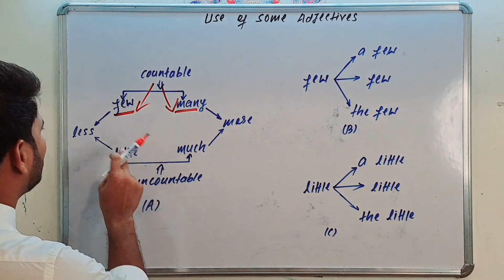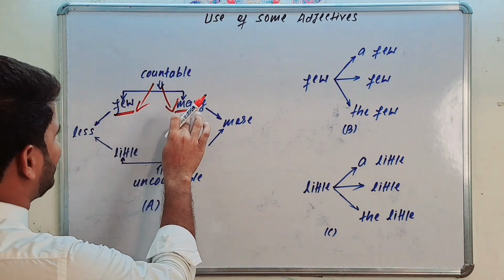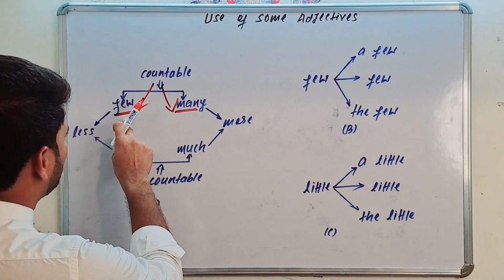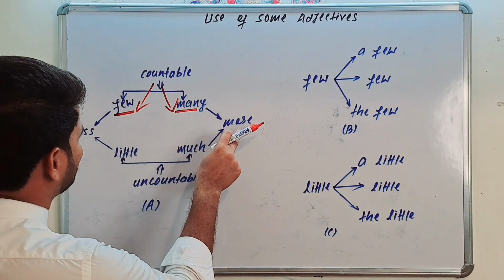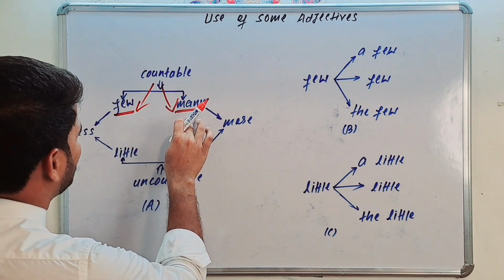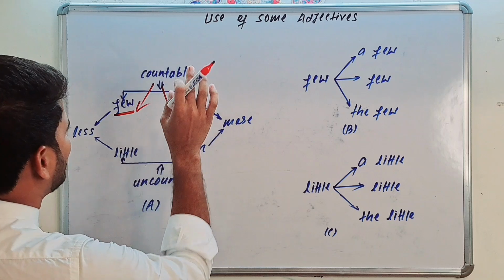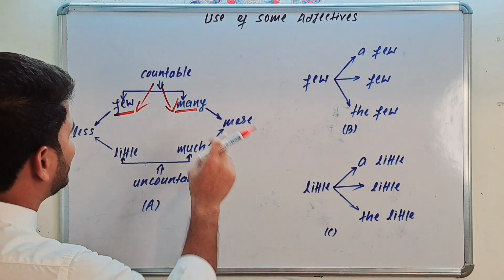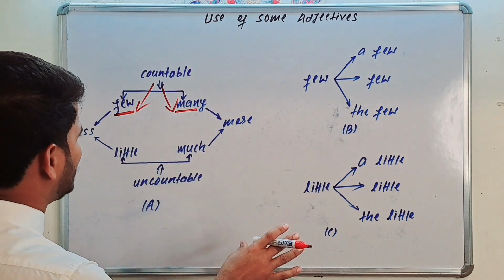I have written its meaning here. Few means less and many means more, and few and many are only used with countable nouns.